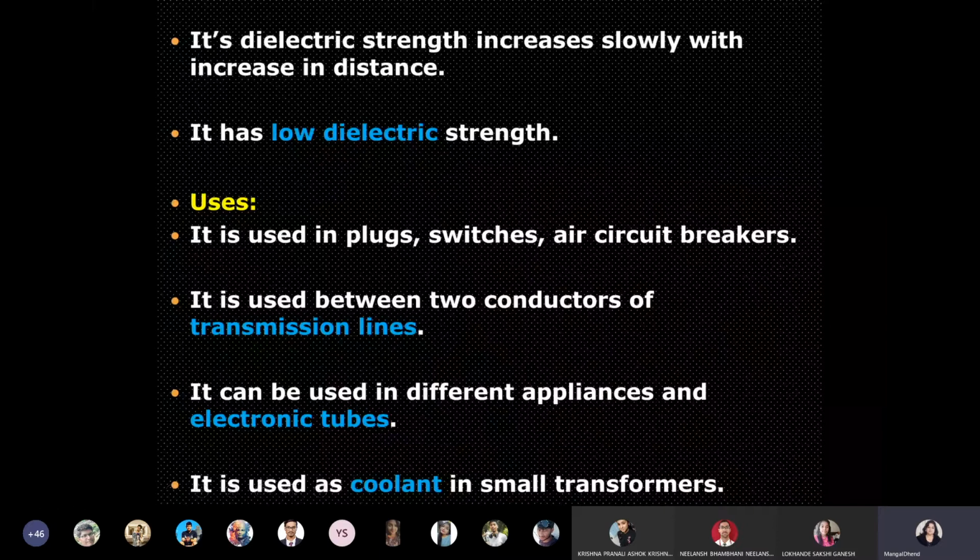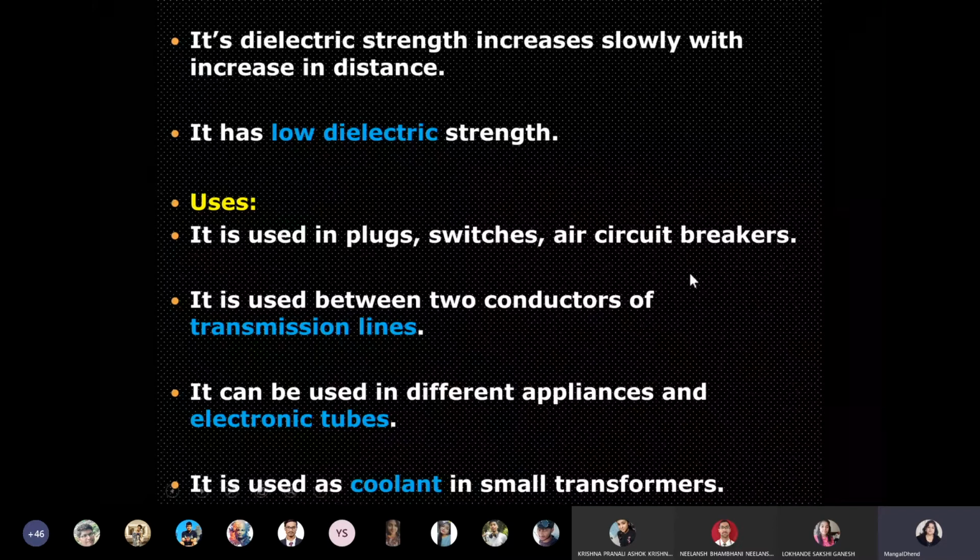Now what are the uses of air? It is used in plugs. You know the plug you are using on the wire, you plug into devices. What is the medium used in the plug? Air only, because if you do not use some material between the two plug terminals, it will cause a short circuit. You don't know, but you are insulating those two plugs with air.